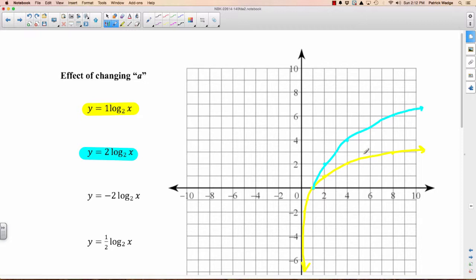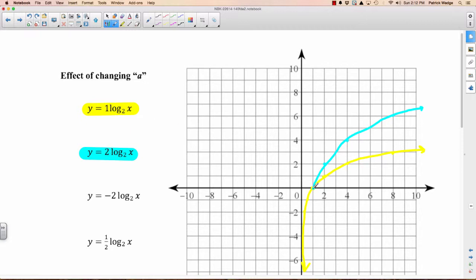Here's what I want you to notice. You see how the y value of this point here was at 1, right? Right here it's 1. And now that point is at 2. This point here was at 2 and now it's at 4. This point here was at 3 and now it's at 6. What's happening to all the y values of these points? They're being multiplied by 2, right? There's a 2 up front. That's what that 2 does. It multiplies them all by 2.